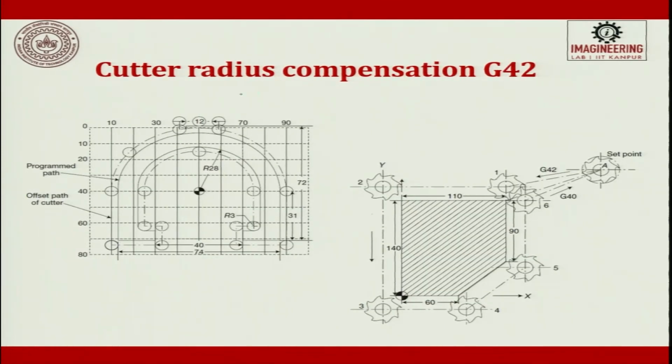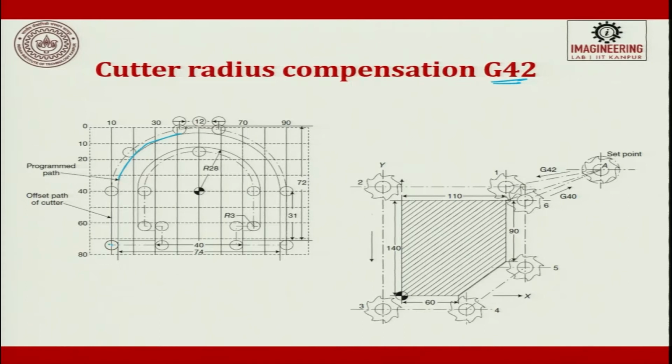So, the cutter radius compensation, G42. Look at it. This is your programmed path. This is your reference. Now your cutter is moving to the programmed path. This is your cutter, this is your diameter, right.